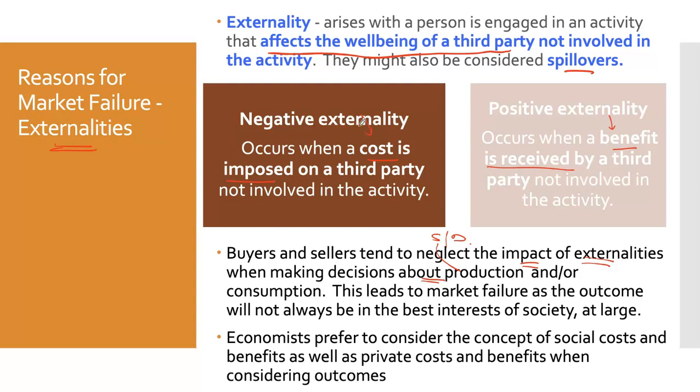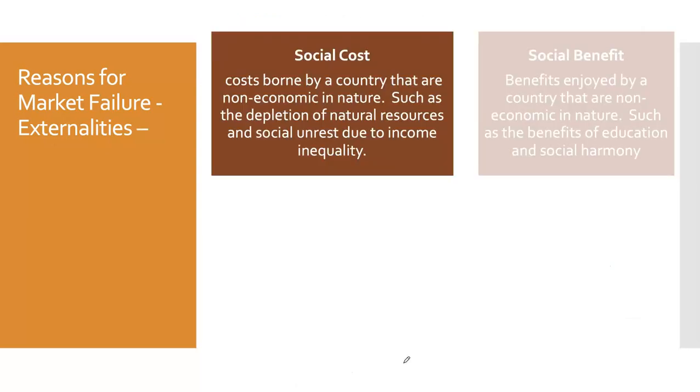Now, economists try to consider the concept of social costs, so to take into account not just the private costs, but social costs as well when considering outcomes. So they try to consider externalities when trying to work out how much should be produced of particular goods and services. A social cost is the concept of a cost borne by a country that are non-economic in nature.